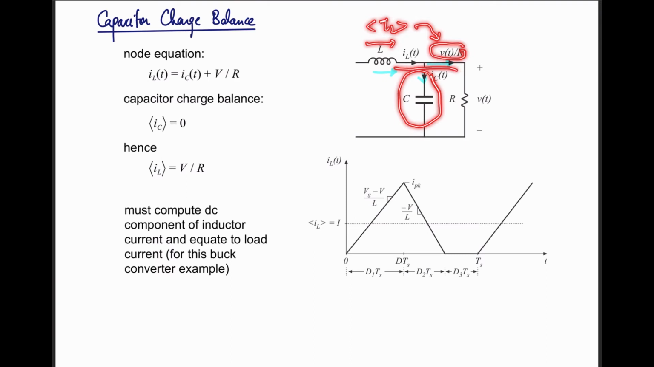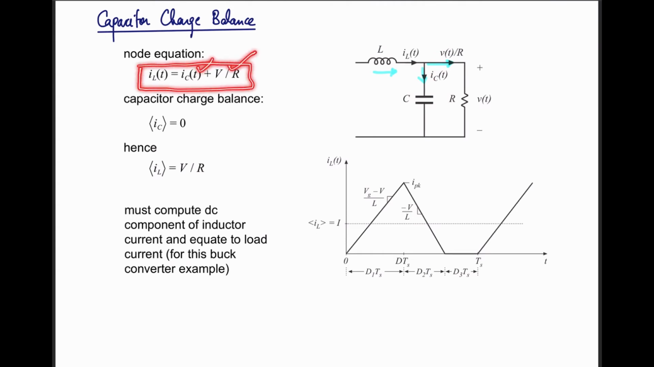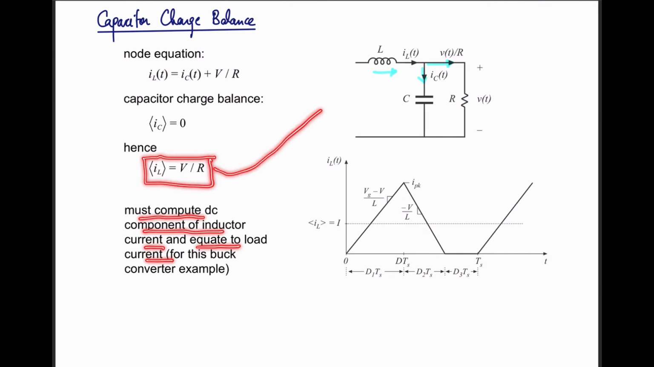The whole of the average current will be passing through the load resistance, and for the capacitor it will be 0. So the node equation says that inductor current should be equal to capacitor current plus the load average current, and we know that the capacitor average current is 0, so load current should be equal to V by R, right? So we must compute the DC component of the inductor current, that is its average value, and equate it to the load current, because for this circuit we have discussed that the inductor current will be equal to V by R for this particular buck converter.